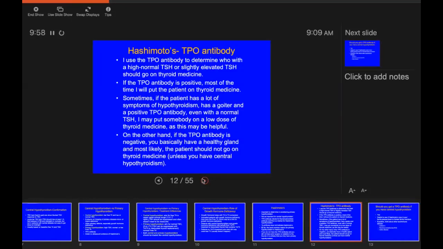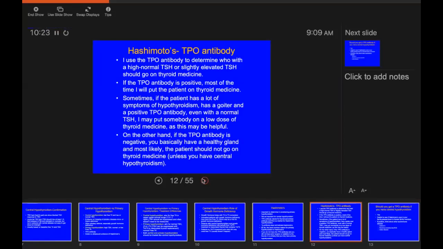So I use the TPO antibody to determine who with a high normal TSH or a slightly elevated TSH should go on thyroid medicine in primary hypothyroidism. If the TPO antibody is positive, most of the time I'll put the patient on thyroid medicine. Sometimes if a patient has a lot of symptoms of hypothyroidism, a goiter and positive TPO antibodies, even if the TSH is normal, I would start them on thyroid medicine, and this may be helpful.